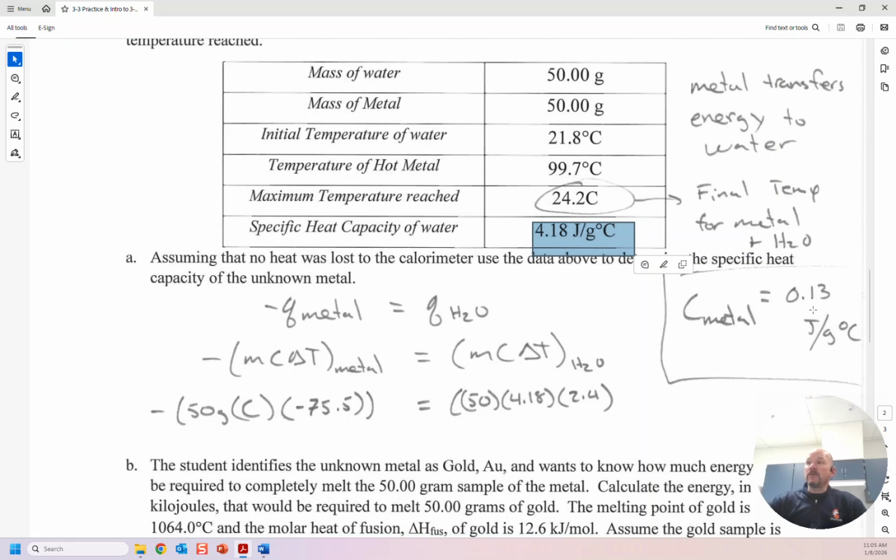So that means for the metal, to heat up 1 gram of the metal by 1 degree Celsius, it requires an absorption of that much energy. Or that metal is releasing that much energy for every 1 gram of the metal that decreases in temperature by 1 degree Celsius. Okay. All right.